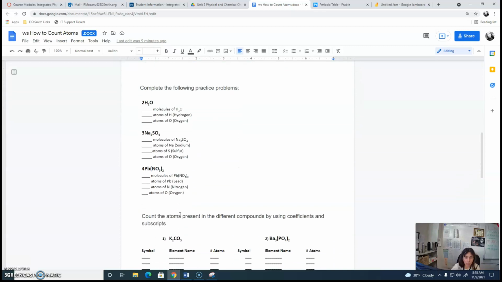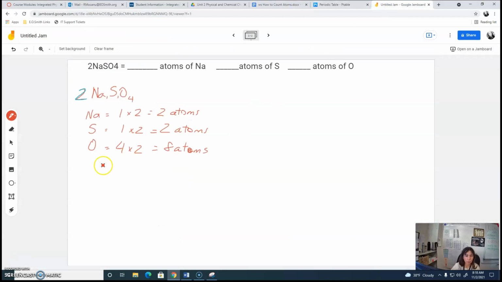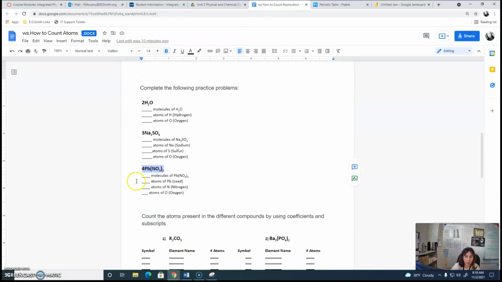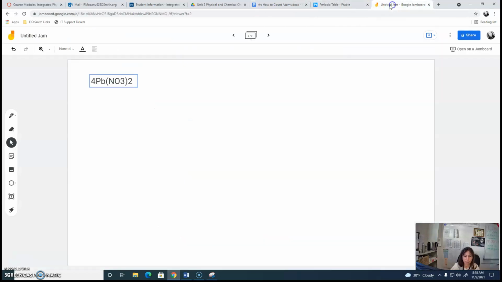Let me do one extra example here that's maybe a little bit tricky. Let's do this one together. So let's use a different sheet over here. Let me write down the example and let's go through this together. So you're asked about the number of molecules and then the number of each atom.